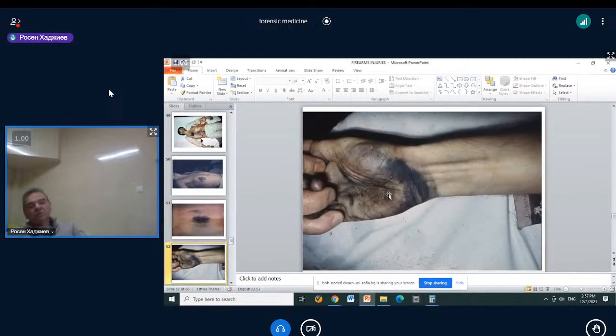This is just to illustrate that this is suicide. When I have suicide, it's very important to observe very carefully the hand, which is suspected to hold the gun.